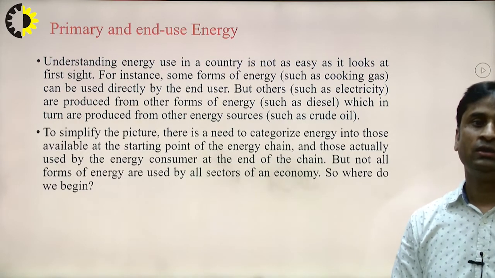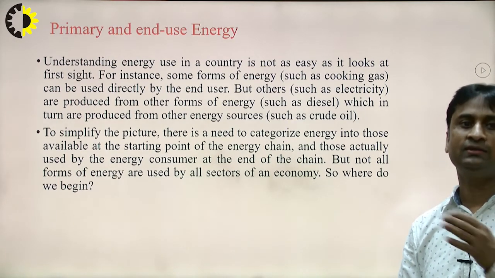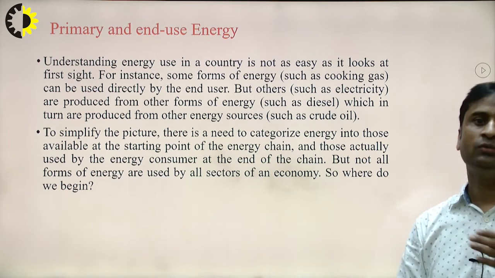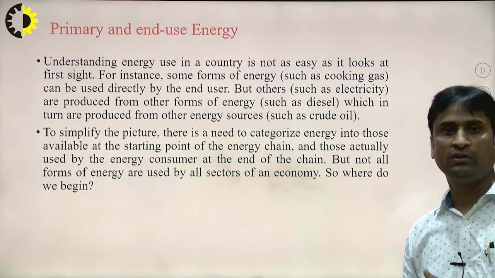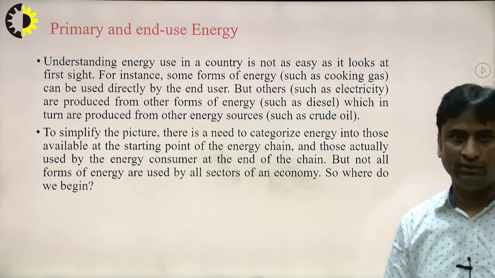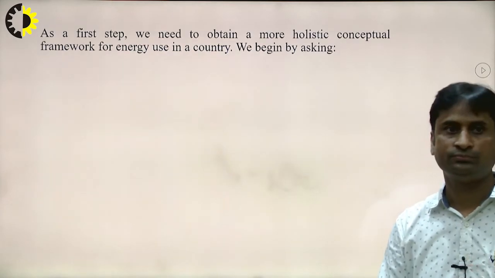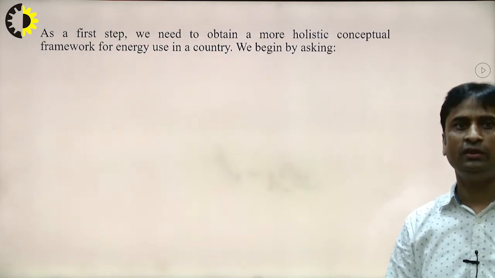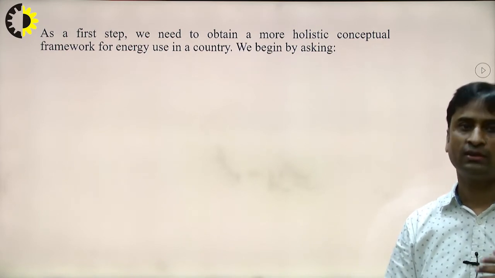To simplify this, there is a need to categorize energy into those available at the starting point of the energy chain, and those actually used by the consumer at the end of the chain. So let us see a flow chart for how this energy is used as primary and end use energy. First, we need to obtain a more holistic conceptual framework for energy use in the country.